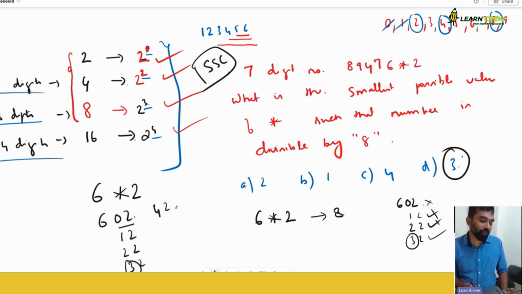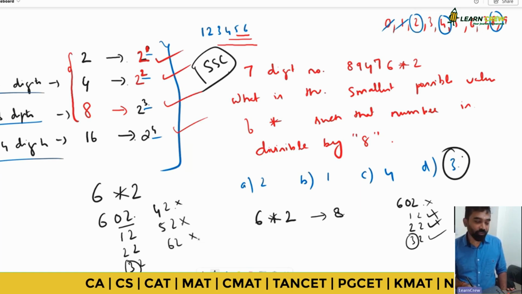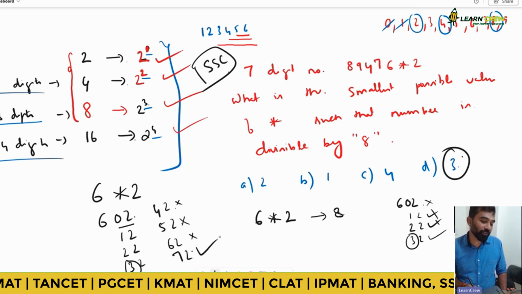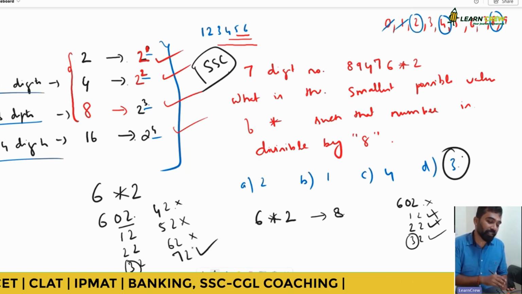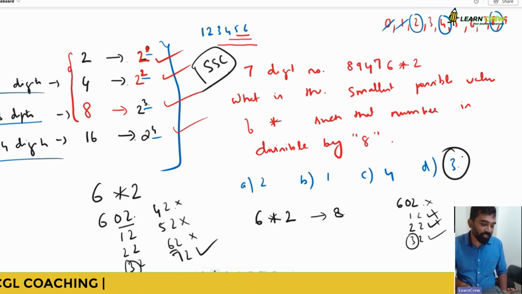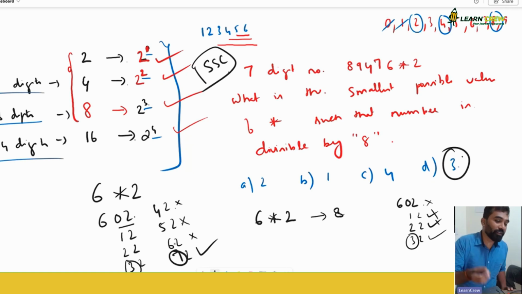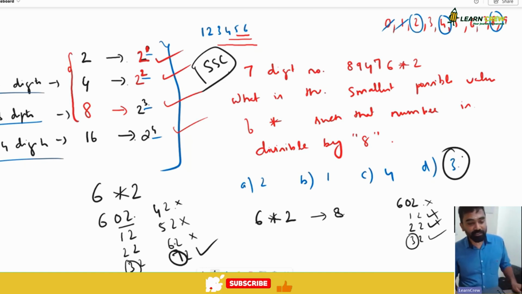Now, is 42 a multiple of 8? No, sir. Is 52 a multiple of 8? No. Is 62 a multiple of 8? No. 72 is a multiple of 8. 82, not a multiple. 92, not a multiple. Obviously, 7 is the largest number which can be substituted in place of star for the given number to be divisible by 8. Okay. Smallest number is 3. The largest number is 7 in place of star. Fine. Clear?